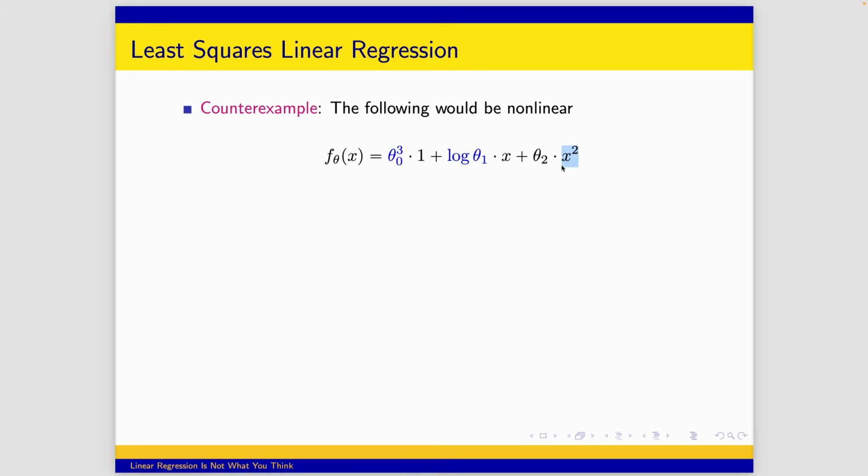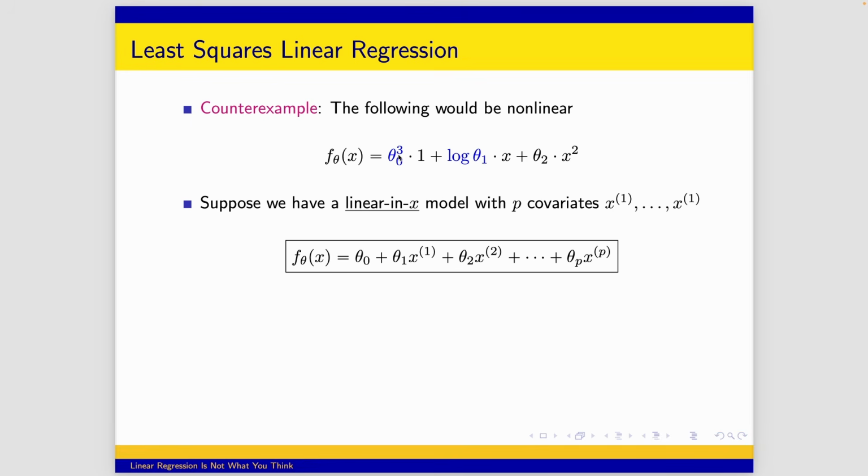So just to give you a counterexample, we can look at this function here. Now this is obviously nonlinear in x because it contains an x squared, but it's also now not linear in the thetas. It's linear in this theta, theta 2, but it's not linear in theta 1. We've got log of that. And it's not linear in theta naught. We've got the cube of theta naught. So this is an example of a nonlinear regression.